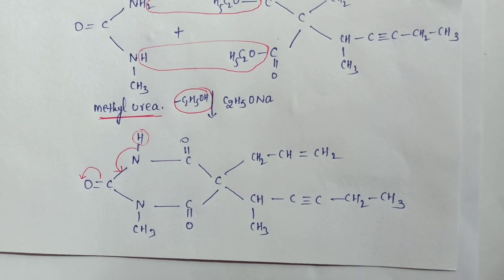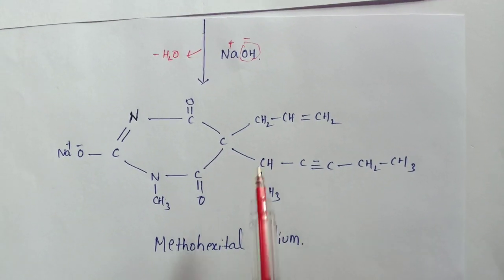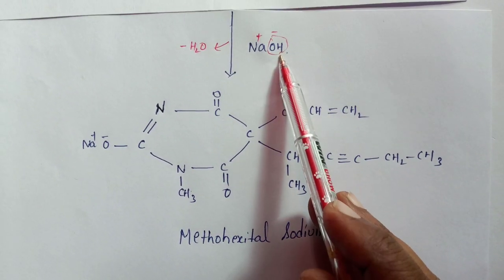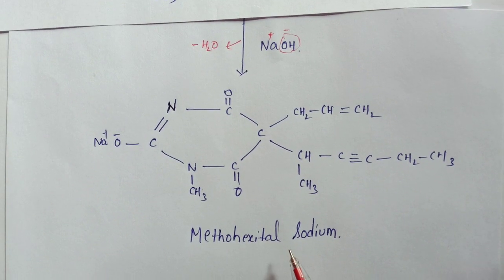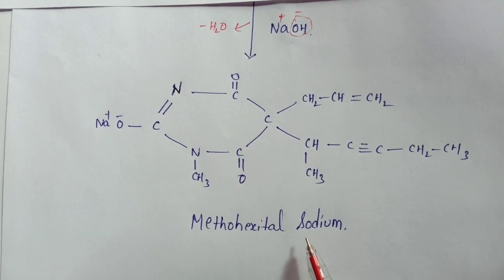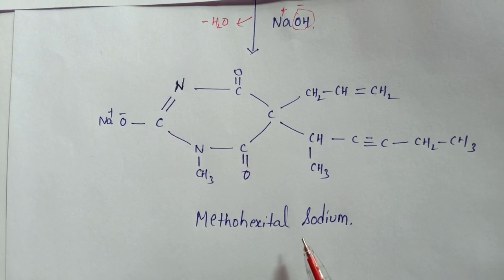So that methohexitol we have to convert into a salt state. So how are we converting? Simply treated with a base like NaOH. There is a loss of water, and finally we are getting methohexitol sodium. So it comes in the category of general anesthetic and rapid and short acting barbituric acid. Thank you.